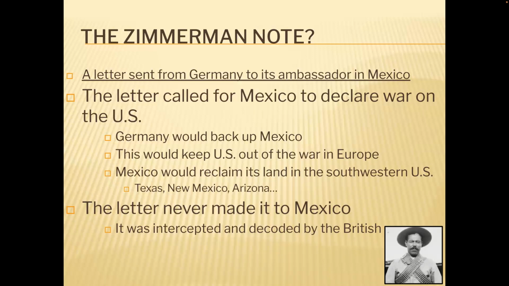So what is it? Well, like I mentioned, Germany and Great Britain, the Allied powers, are duking it out in Europe for a long time. And with trench warfare, what kind of fighting is this again? Offensive or defense? Defensive, yeah, good job. So there's really not much movement.